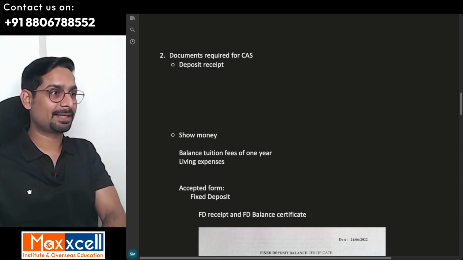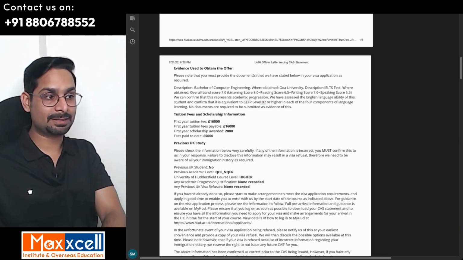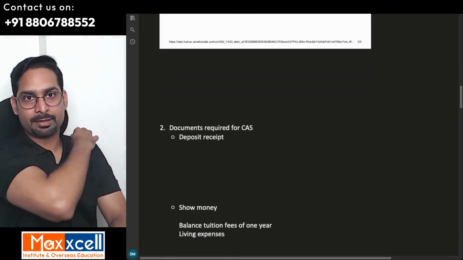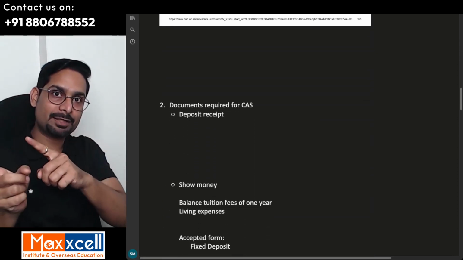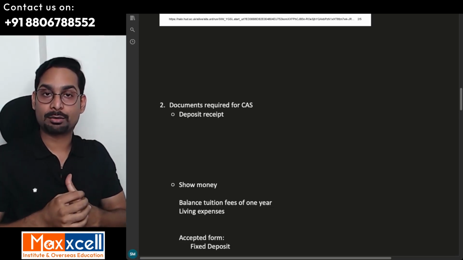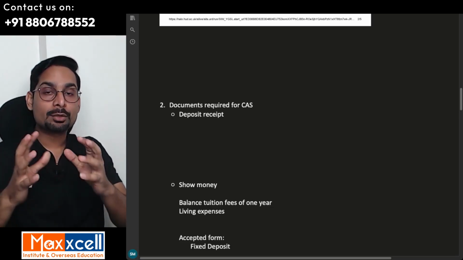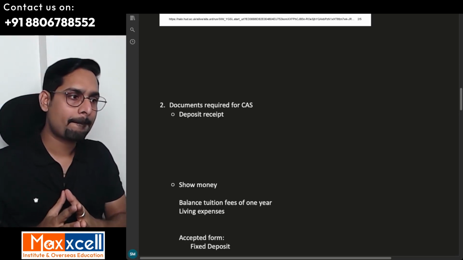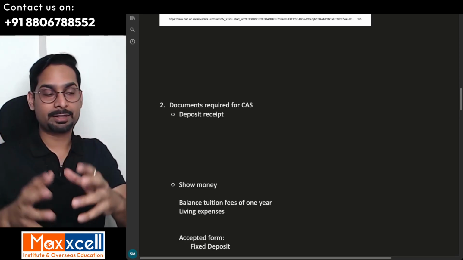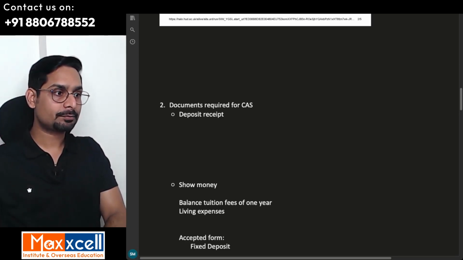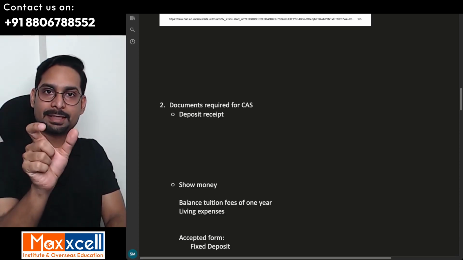Deposit receipt. As you can see here, the university has mentioned that you have paid £5,000. So prove it. If you remember, in the previous video I mentioned the deposit fees which you have to pay to accept the offer letter in some cases, or I should say in the majority of cases. So that deposit receipt you need to get.